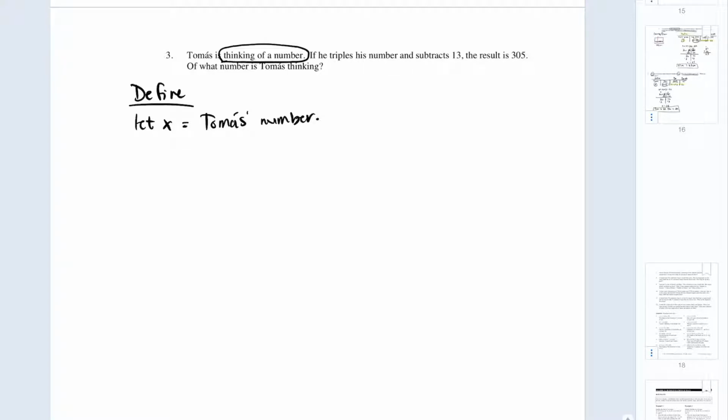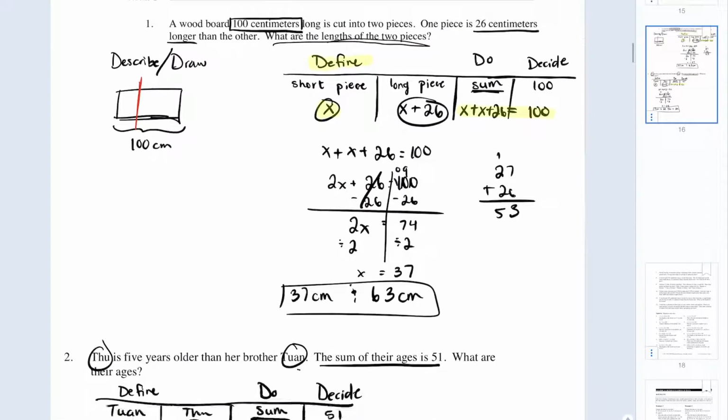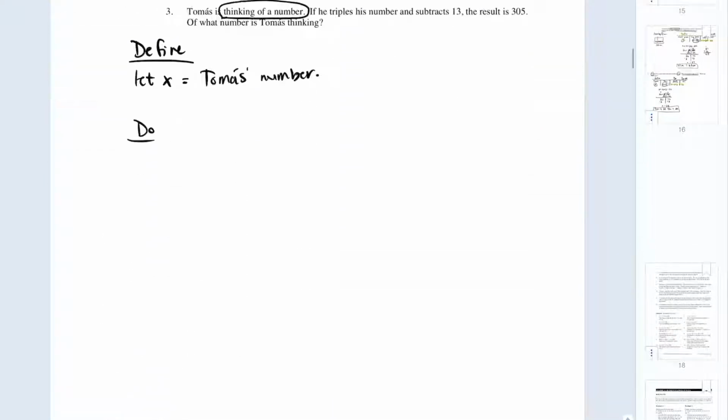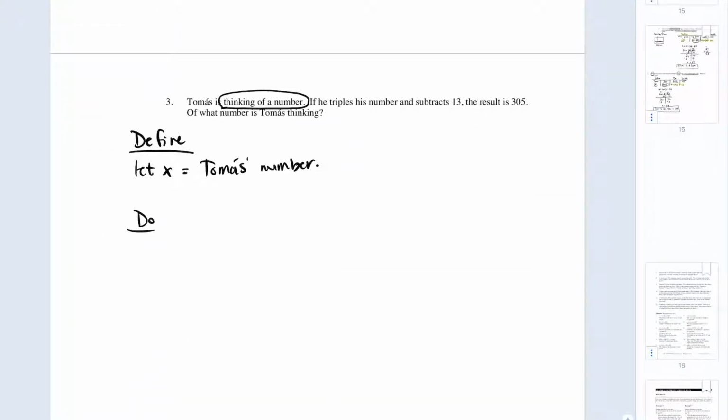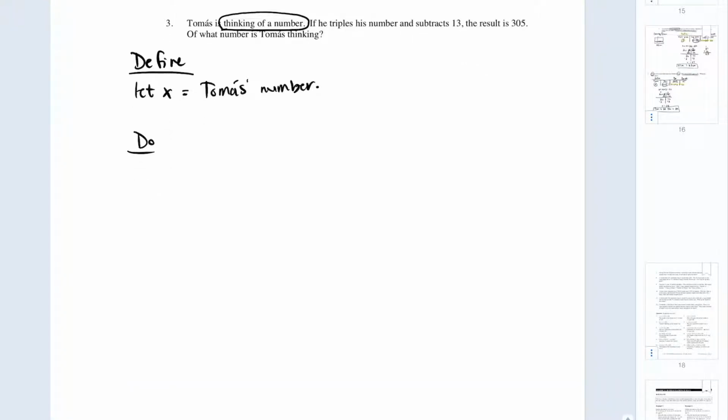Okay, well, let's go ahead and see what's happening to this number. What are we doing to this number, right? And guys, I'm starting to drift away from that whole chart looking thing, okay? I'm just showing you how I would go about solving this and how it's essentially doing the same thing or accomplishing the same task. Okay, so it says if he triples his number and subtracts 13, the result is 305.